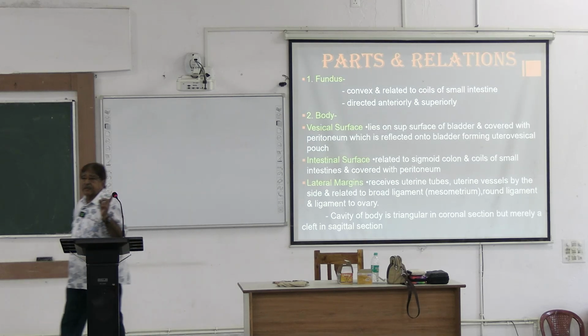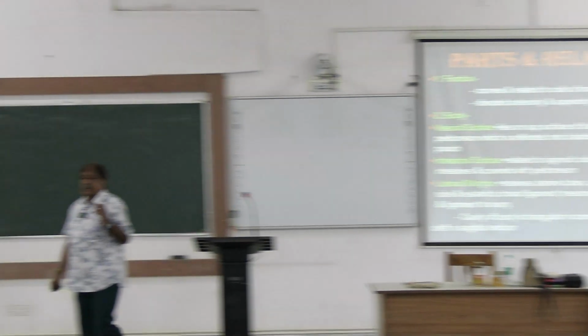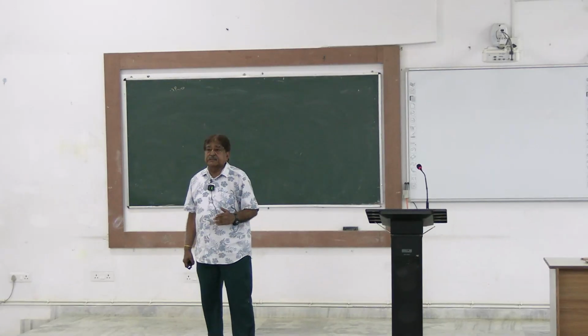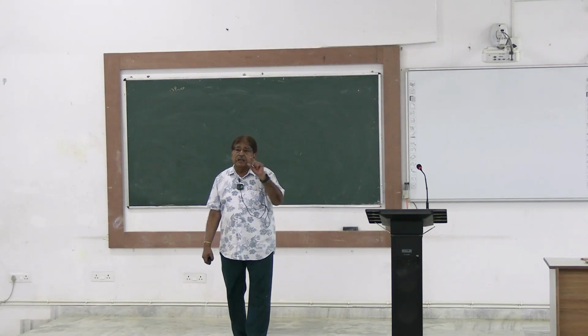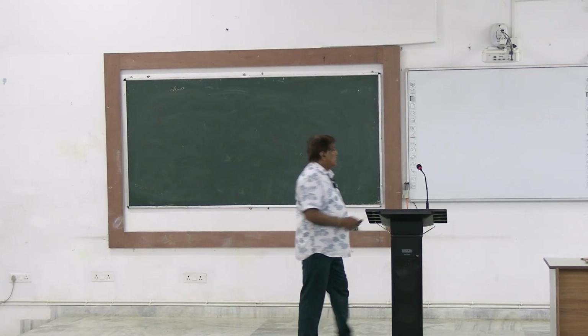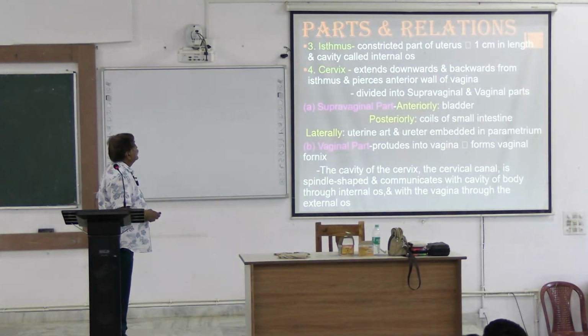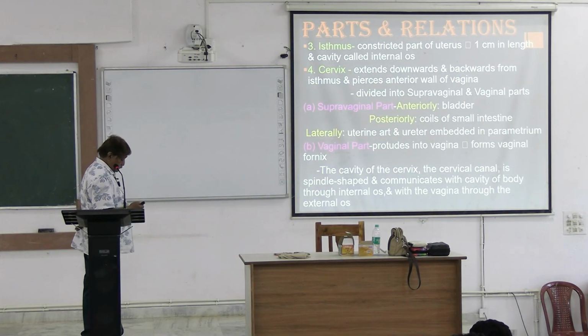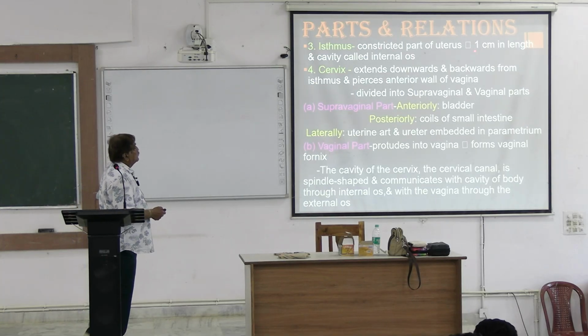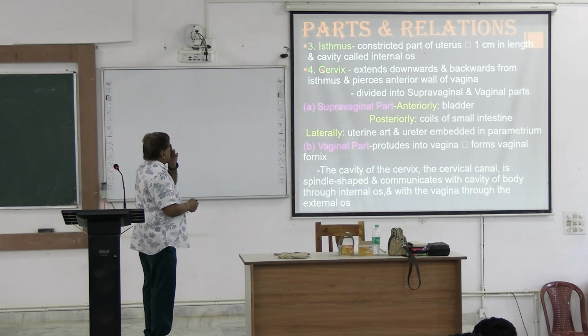You have a specimen in our lab. This sagittal section, you will see it's a small cleft. Now, parts and relation. Now, the isthmus, constricted part of the uterus, 1 centimeter in length, and its cavity is called the internal os.